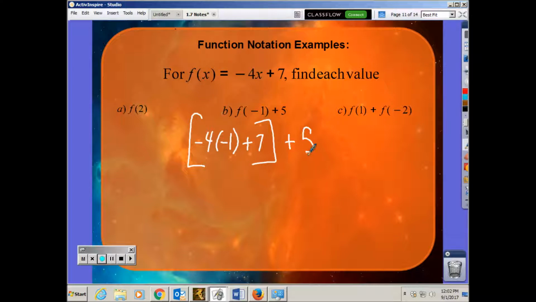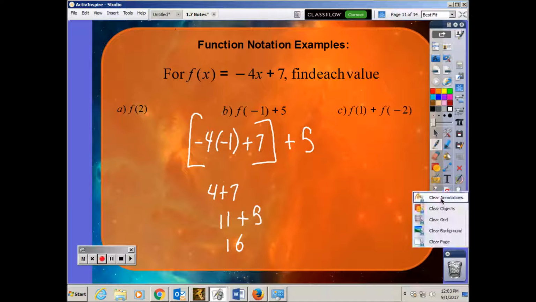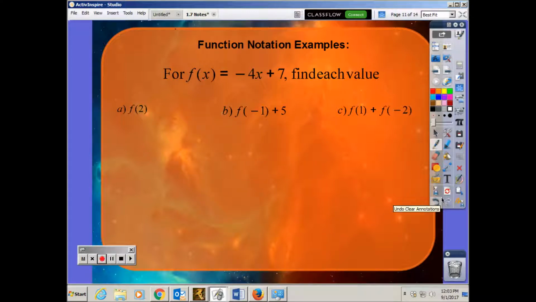Negative 4 times negative 1 is? 4. 4 plus 7 is? 11. And then 11 plus 5 is? 16. Okay? Now we're going to get really fun. This one says we're going to take the function of 1. We're going to solve it. Then we're going to find the function of negative 2. We're going to solve it. And we're going to add those two together.